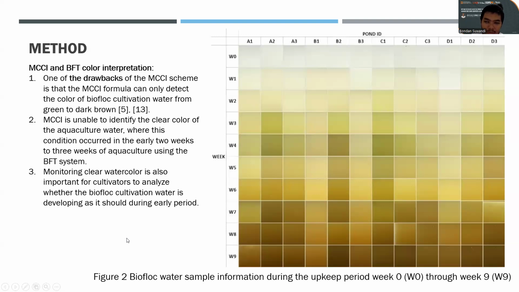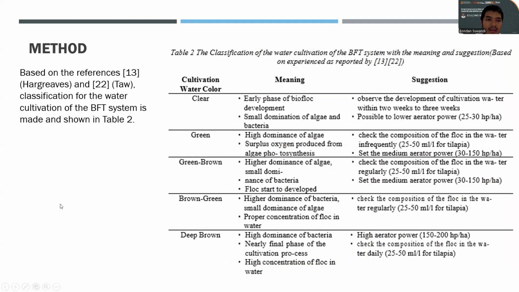However, monitoring the clear water color is also important for the cultivator. Why? Because it helps to analyze whether the biofloc cultivation water is developing as it should during the early period of the cultivation process. And also, based on the reference from Hargreaves and Tucker, we made a classification for the water of the BFT system, and it's shown in table 2.